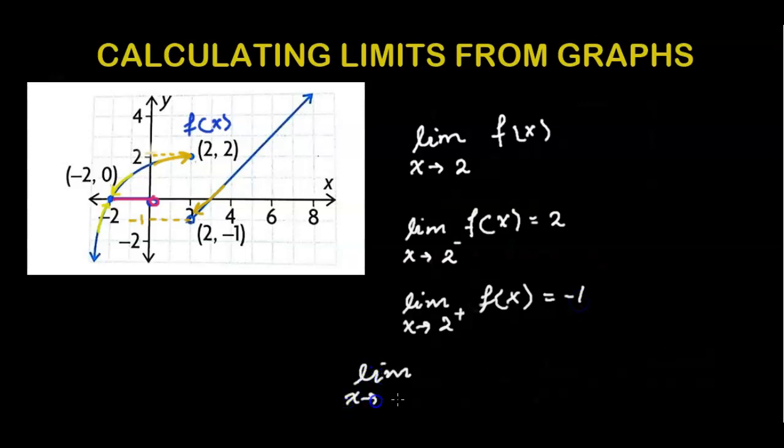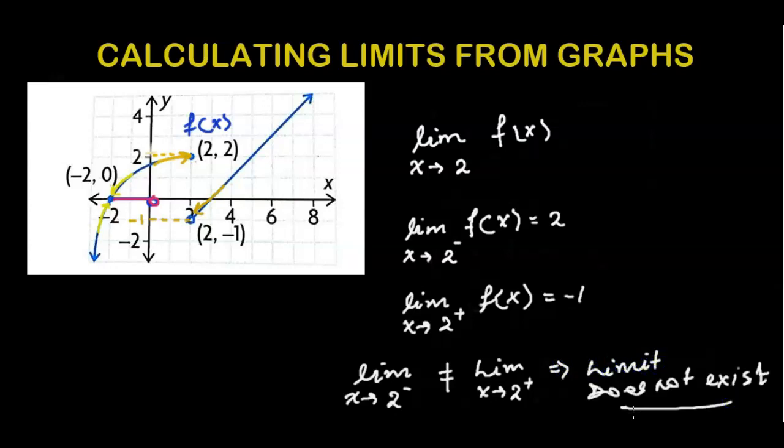Since the limit as x approaches 2 from the left side is not equal to the limit as x approaches 2 from the right side, we would say the limit does not exist. And if the limit does not exist, there is no solution. So the final solution is that the limit as x approaches 2 of f(x) does not exist. We can write it as DNE.